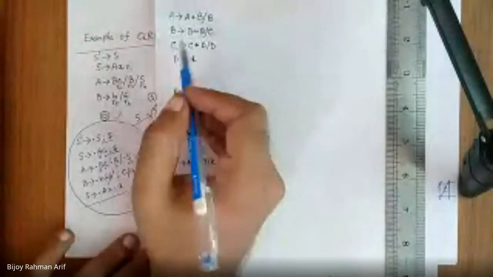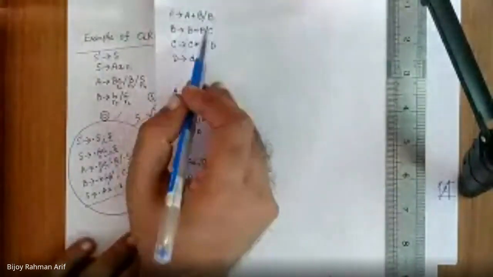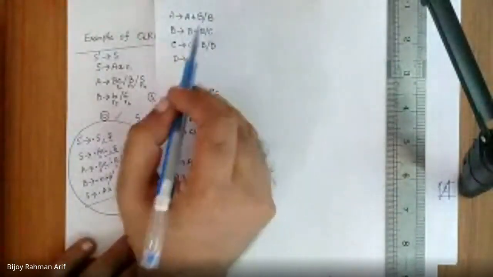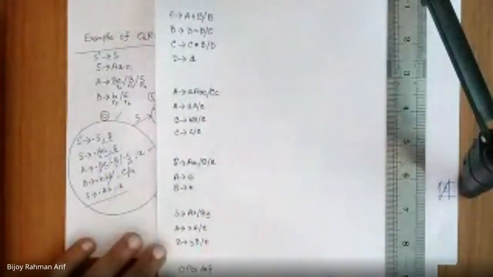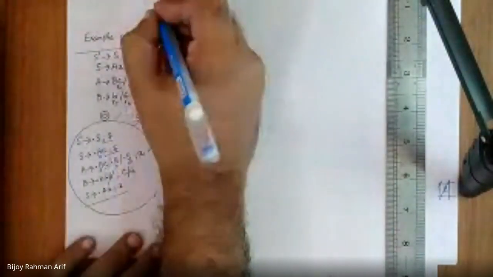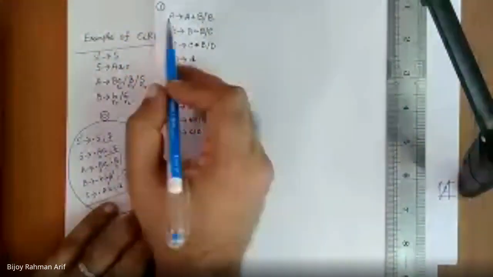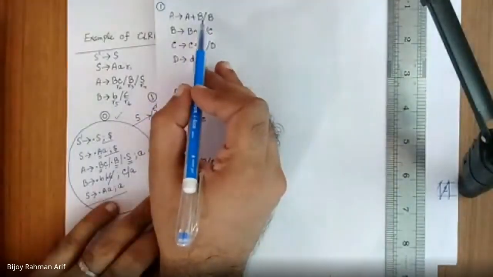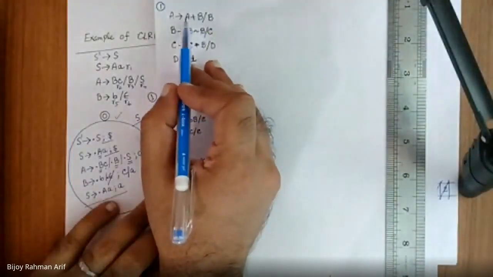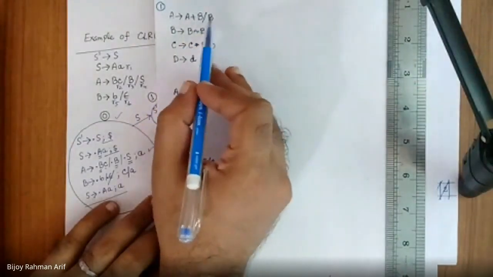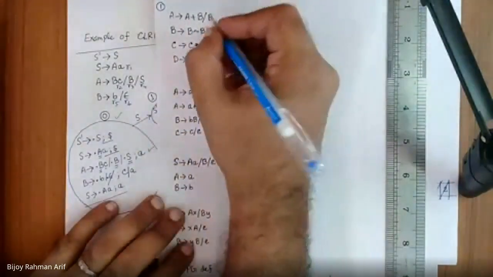First problem. If we use this grammar as an operator precedence parser, what is the problem in this grammar? Question number one. If you go through this production, there is no problem. A derives A plus B or B. On the left side there is A, on the right side there is another variable, then I go to B. So no problem with this production.